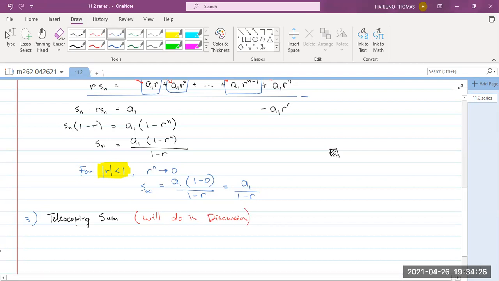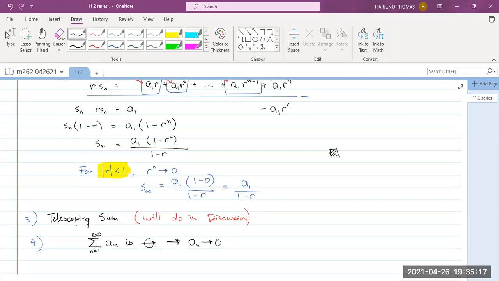Okay, and then the fourth thing you need to keep in mind is that if the infinite sum is convergent, then a sub n converges to 0. The sequence converges to 0. If the series is convergent, then the sequence must converge to 0.